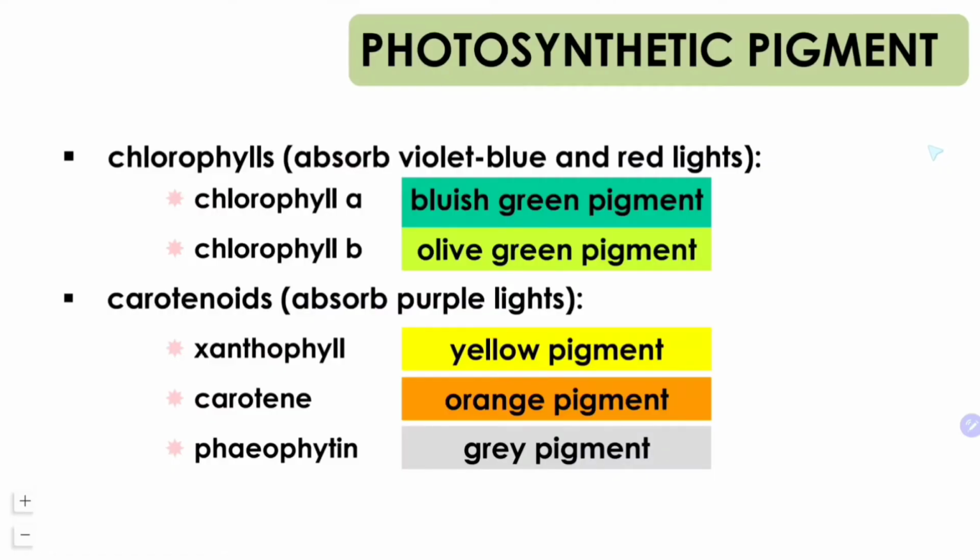Generally, there are two main types of photosynthetic pigment. The first one is chlorophyll, the second one is carotenoid. For chlorophyll, there are two types, either chlorophyll A or chlorophyll B. Carotenoids can be further divided into three different types: xanthophyll, keratin, as well as phaeophytin. All of these different pigments are involved in the photosynthesis process.